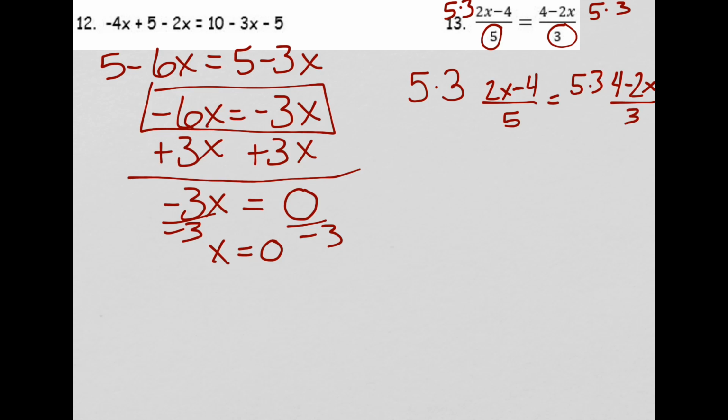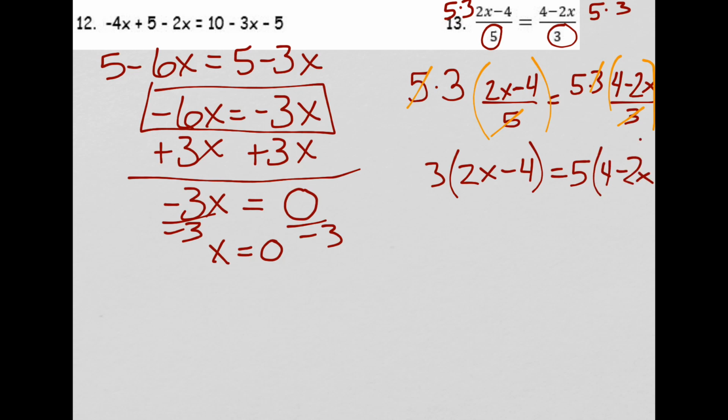Now the fraction bar kind of acts like parentheses. I know it's sort of invisible, but you have to think of it as being in parentheses like this. Those things are grouped together because of order of operations. We have to divide all those things first. But also notice that we can divide 5 divided by 5, or 5 times 1/5. That's that multiplicative inverse thing. And over here the 3's will divide away. So really, what do we have? We don't have fractions. We have 3 times 2x minus 4 equals 5 times 4 minus 2x. Oh, happy day! I got rid of all my fractions.